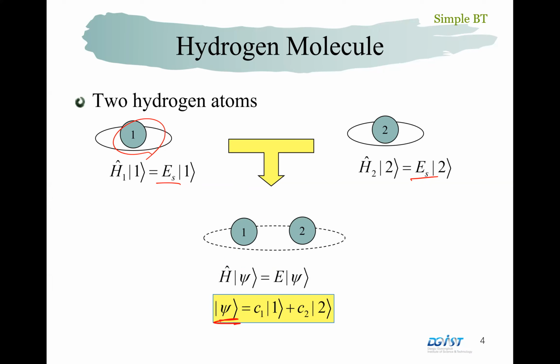And this new wave function can be described by a linear combination of these two wave functions, because they form the complete set of the vector space. So the new wave function must be a linear combination of these two basis vectors. That's why I talked about the vector space before. Okay, so the remaining problem is finding these coefficients. Then you can obtain the psi, because we already know everything about these separate atoms.